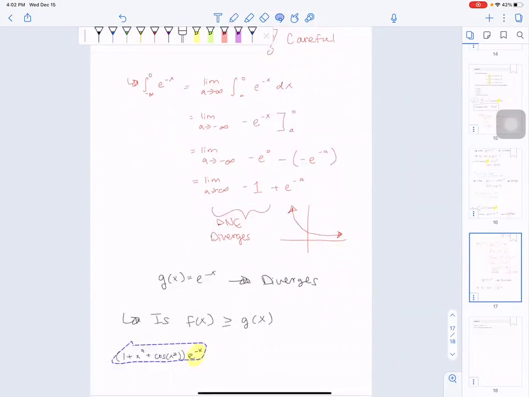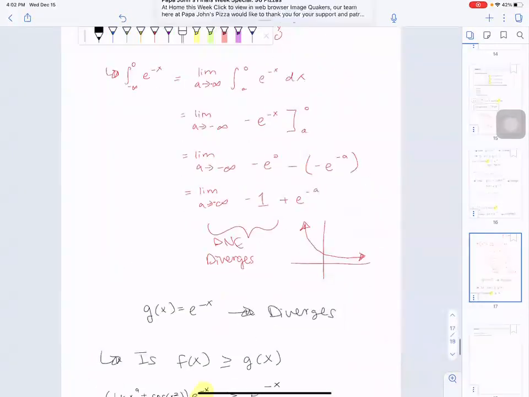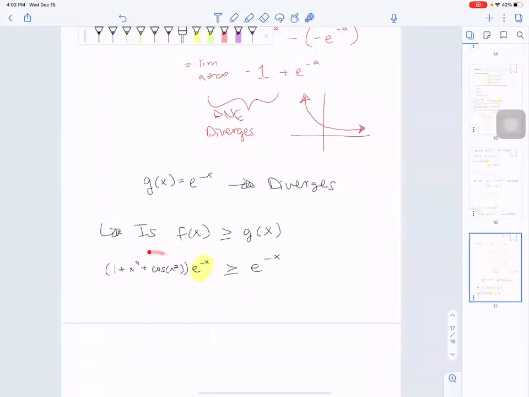Well, now we can see that if we keep just the normal rule, we said before that this is always going to be greater than 1, because no matter what you plug in, even if you plug in x equals 0 or x equals 1, whatever, this will always be greater than 1. So you're multiplying a number greater than 1 by this e to the negative x, it's going to have to be greater than e to the negative x. So this is true. So by comparison test, our I2 diverges.